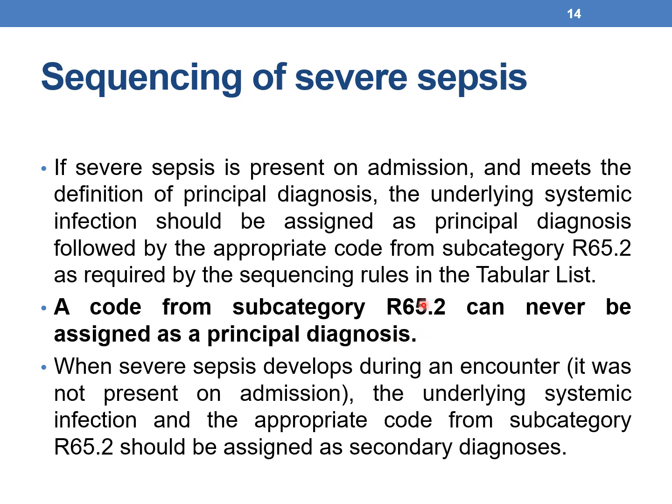Severe sepsis cannot be coded as PDX. When severe sepsis develops during an encounter, that is, it is not present on admission, the underlying systemic infection and the appropriate codes for subcategory should be assigned as secondary diagnosis. Whenever it is present on admission and meets the definition of PDX, then first sepsis code followed by severe sepsis code should be given. Second scenario is severe sepsis develops during the encounter and it was not present on admission. In that case, the underlying systemic infection and the appropriate code from the subcategory R65.2 should be assigned as SDX, not as PDX, because the reason for admission should be the PDX in this second case.